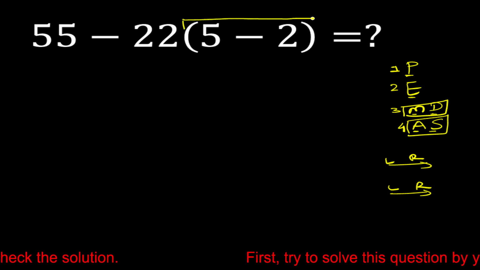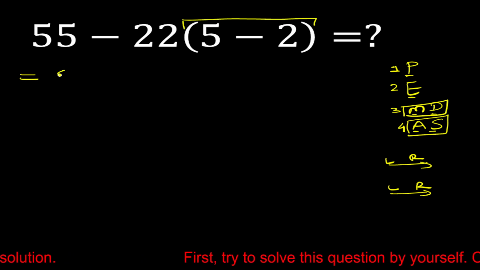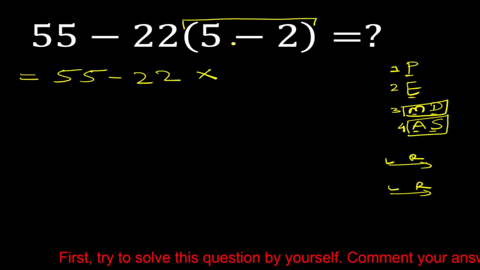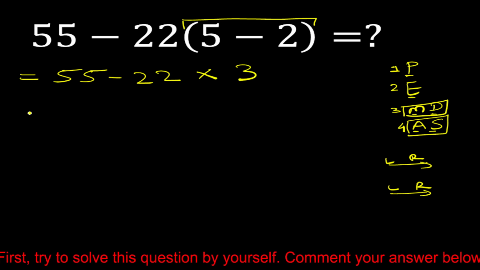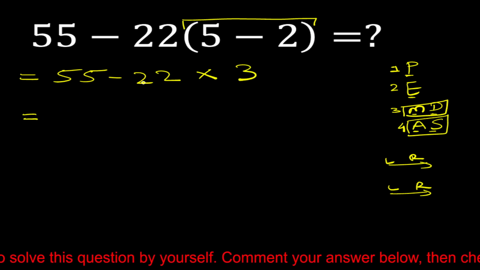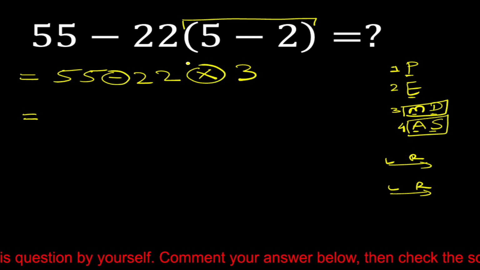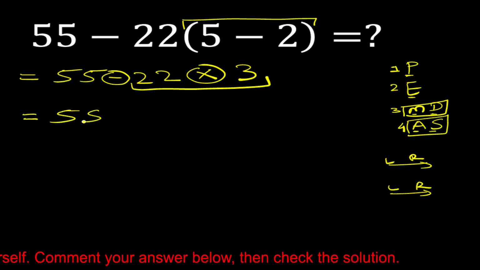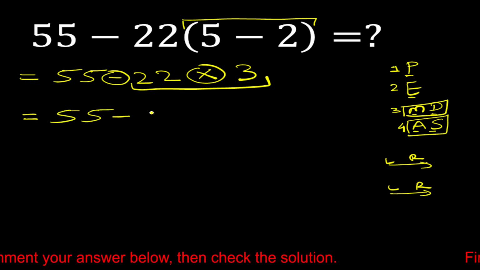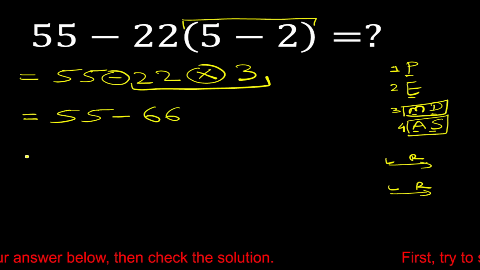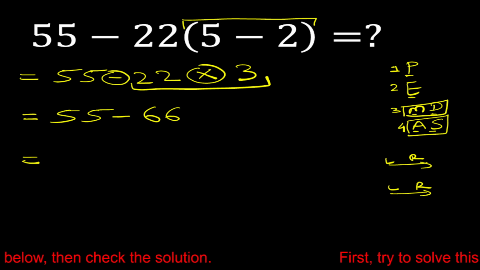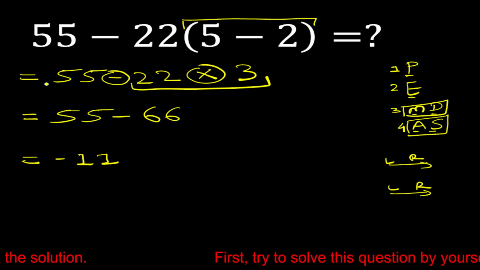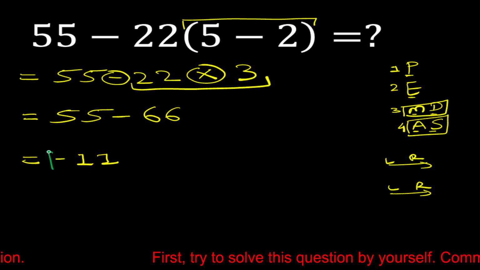So according to PEMDAS, first we have to solve this parenthesis. So is equal to 55 minus 22 multiply. Now 5 minus 2 is equal to 3. So is equal to, here is subtraction and here is multiplication. So according to PEMDAS, first priority is multiplication, okay? Then we have to solve subtraction. So 55 minus, now 22 multiply 3 is equal to 66. So now 55 minus 66 is equal to minus 11, okay? So the correct answer is minus 11.